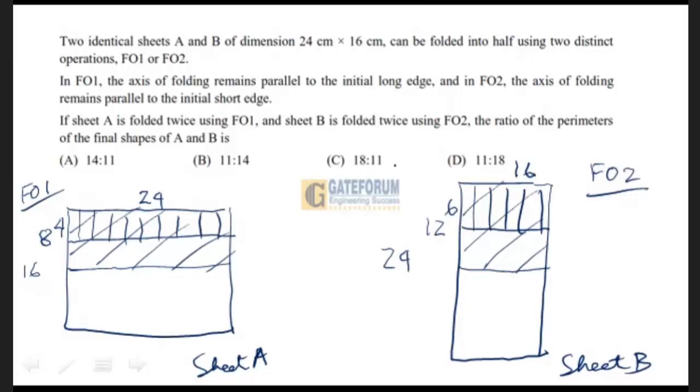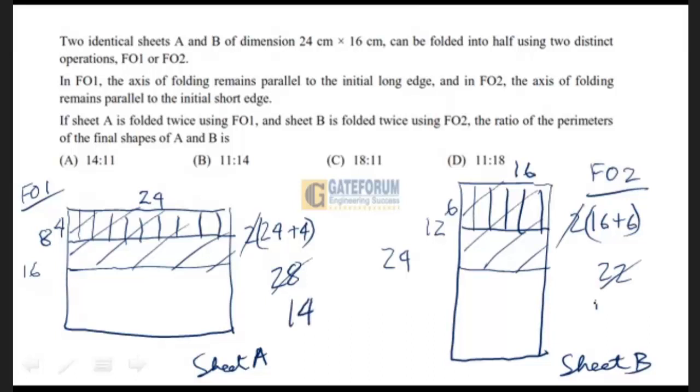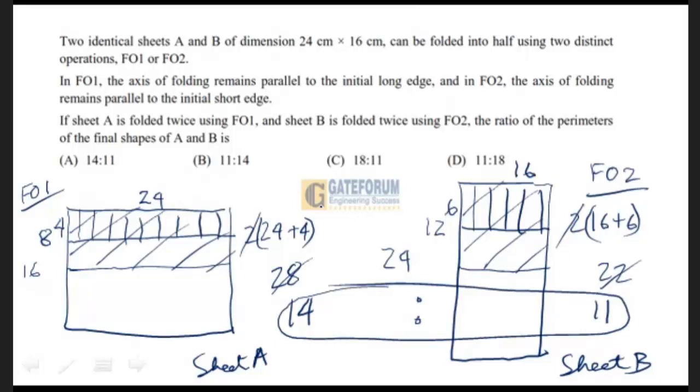The ratio of the perimeters of the final shapes of A and B is in what ratio? Okay, so the perimeter of this is 24 plus 4 into 2. And the perimeter of this is 16 plus 6 into 2. So the ratio of the perimeters, 2 will cancel off. This would be 28 and this would be 22. So it will cancel off only by 2. So that is 14 and 11. So 14 is to 11 will be the ratio. So let us see what is the option. Option number A is the correct option.